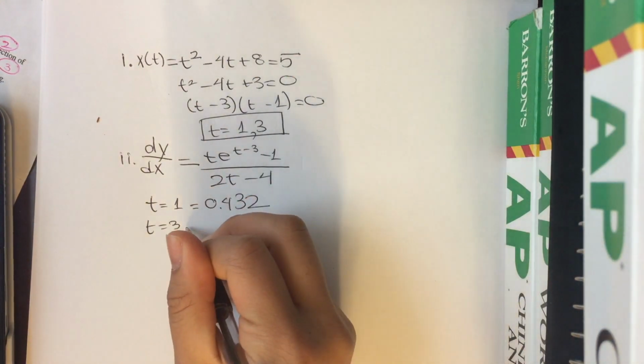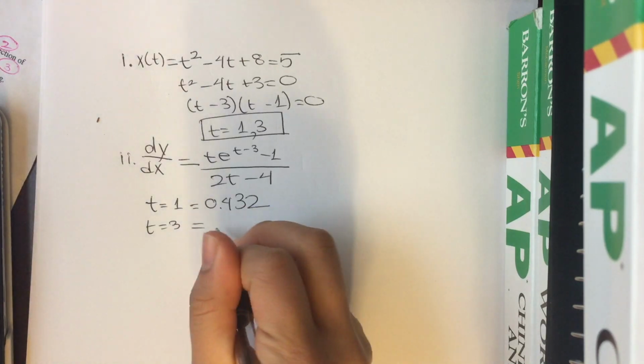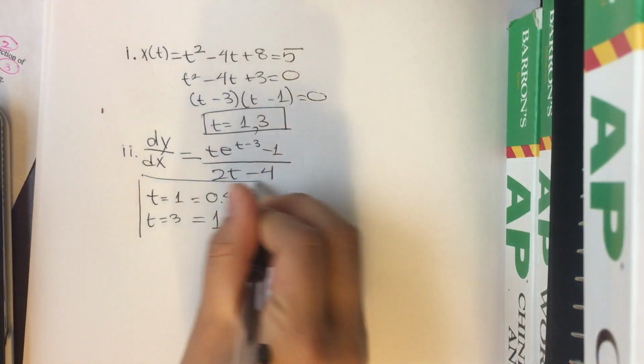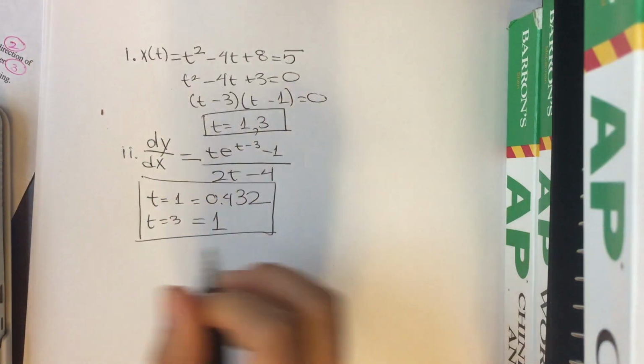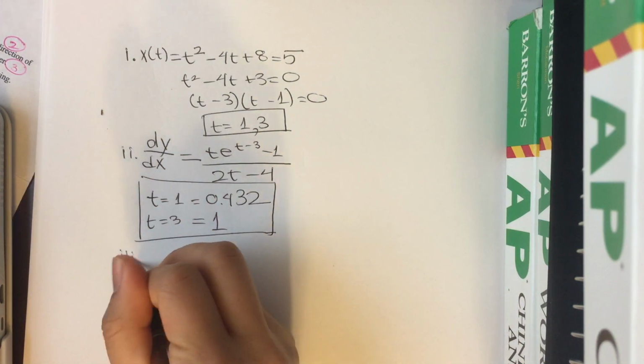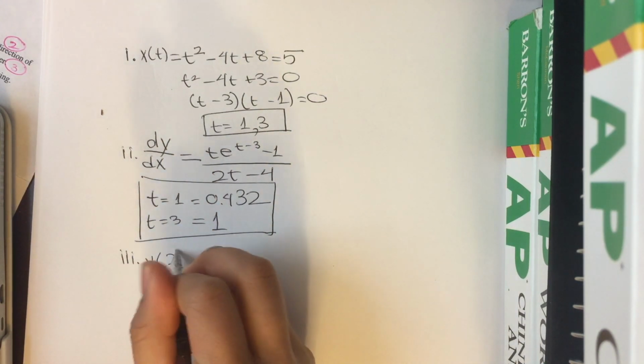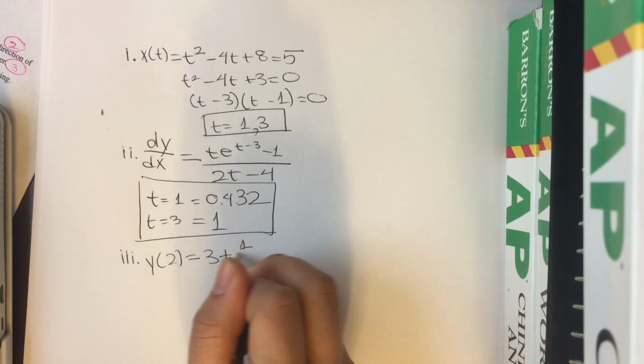And we can do the same thing for t equals 3, but that's just very basic. I'll show you, it's just 1. So that's number 2. It's quite simple once again. And number 3 is the harder one. The y-coordinate of the point given that y of 2 equals 3 plus 1 over e.